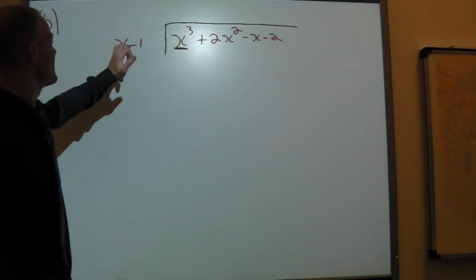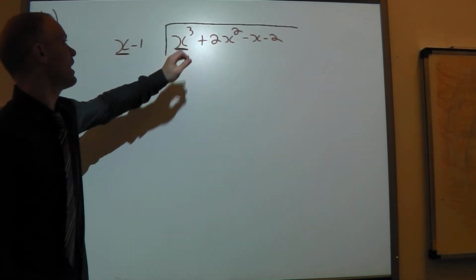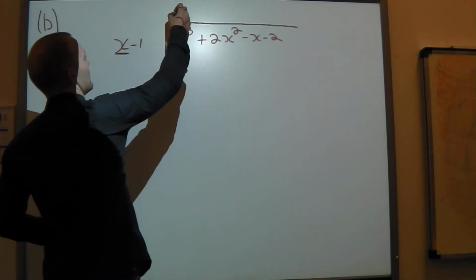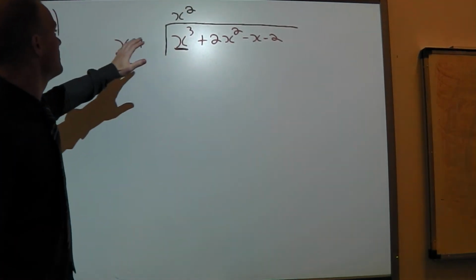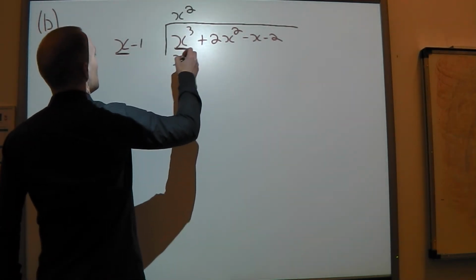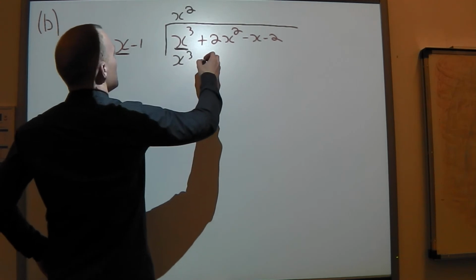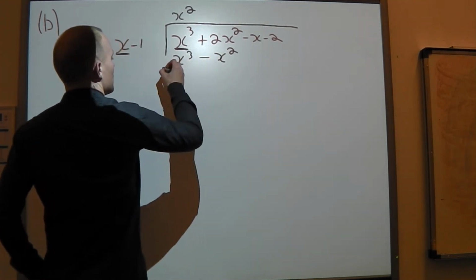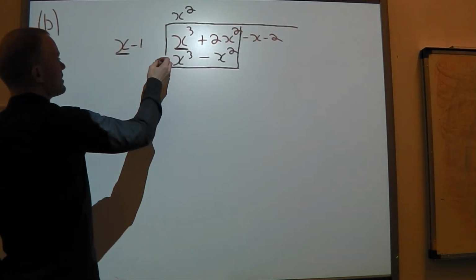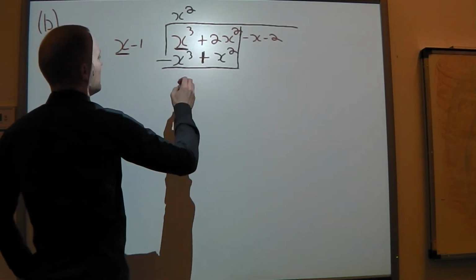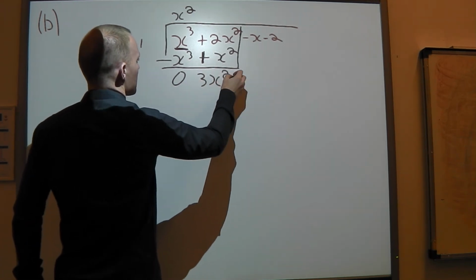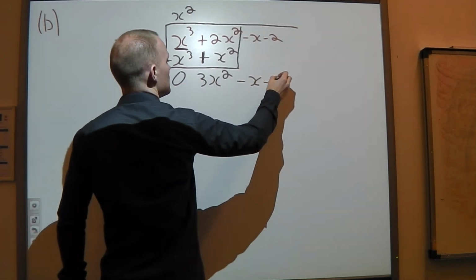So really what we're asked is, how many times does x go into x cubed, or what do I have to multiply x by to get x cubed? The answer is x squared. Then multiply every term here by x squared. So x squared by x is x cubed, and x squared by negative 1 equals negative x squared. Now we subtract these two terms. To subtract, we change the sign of every term in the bottom line. And then we get 0, and 2x squared plus x squared is 3x squared. Then we bring these two terms down, minus x minus 2.